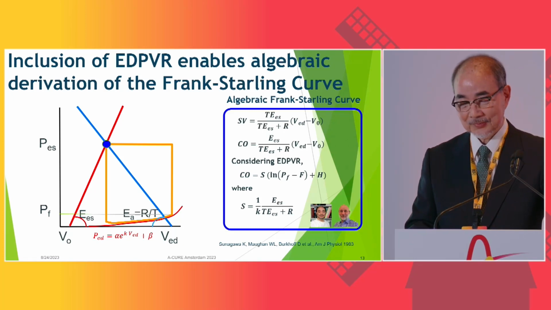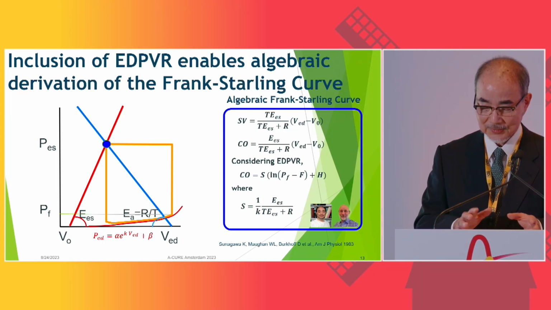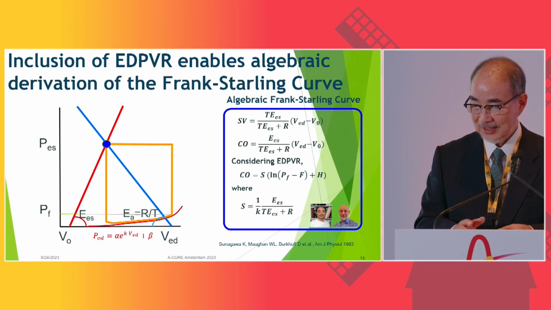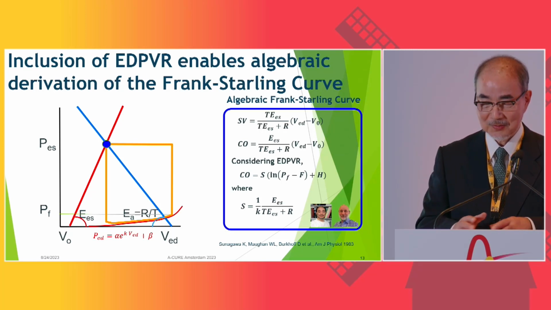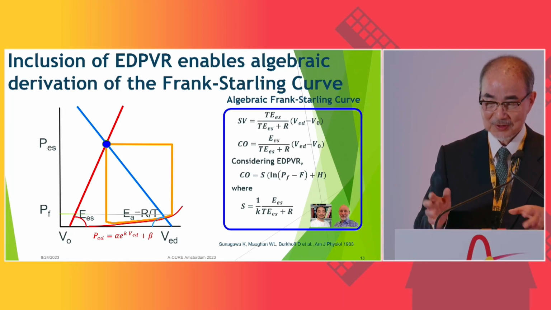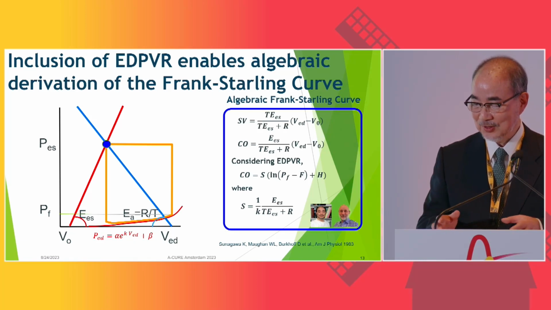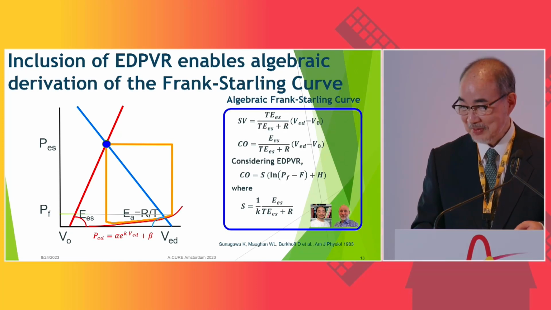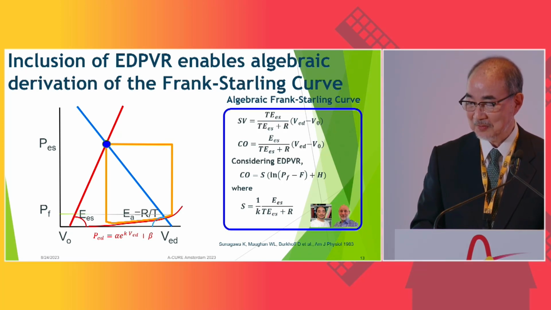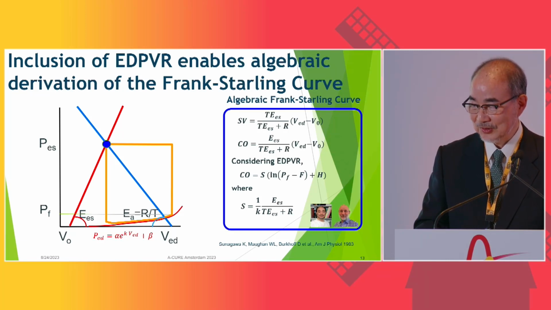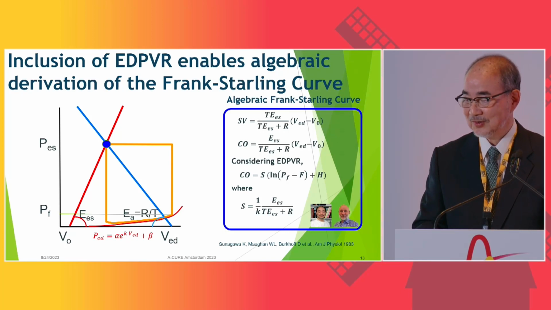And up to here, preload is defined in terms of EDV, but if I think of the future coupling of the left heart with venous system, I need to define the pumping function in terms of Frank-Starling's curve, meaning preload needs to be defined by filling pressure. So to do so, I need to introduce ED-PBR to get the algebraic derivation of the Frank-Starling curve.